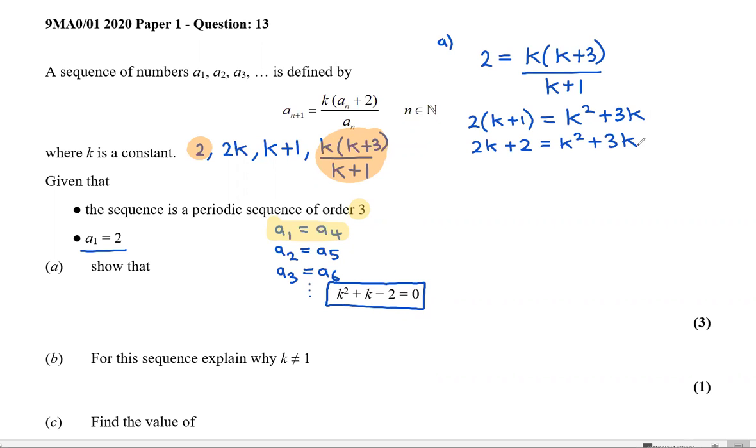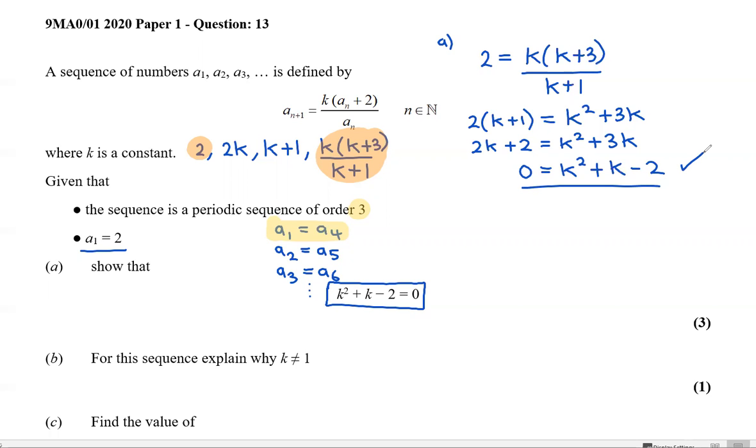Let's collect all the like terms. So I'm going to have 0 is equal to k squared. I've got to subtract 2k, so it's going to be plus k, and subtract 2. Okay, so that checks out.